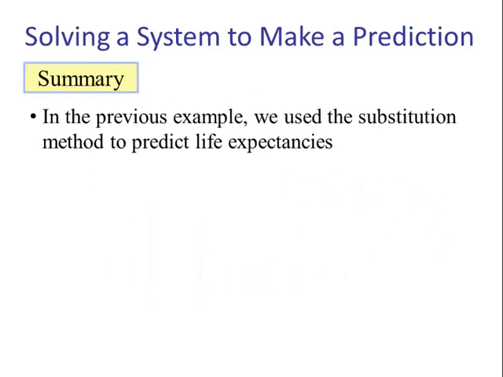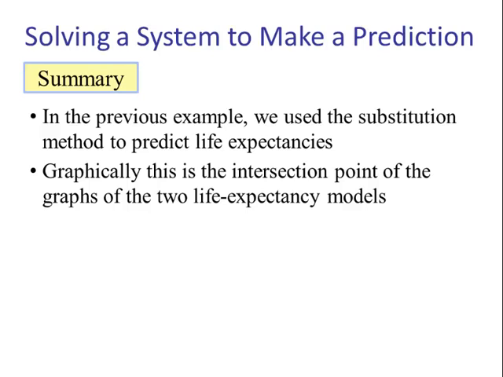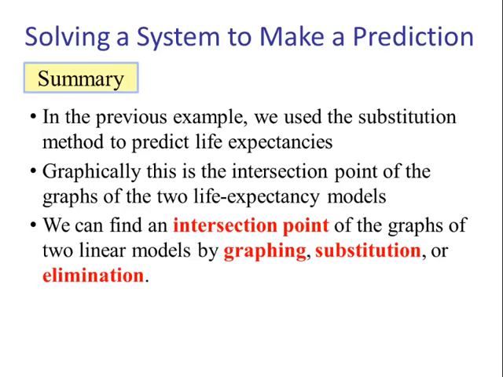Summary. In the previous example, we used substitution to predict life expectancies. Graphically, this is the intersection point of the graphs of the two life expectancy models. We can find the intersection point of the graphs of the two linear models by graphing, substitution, or elimination.